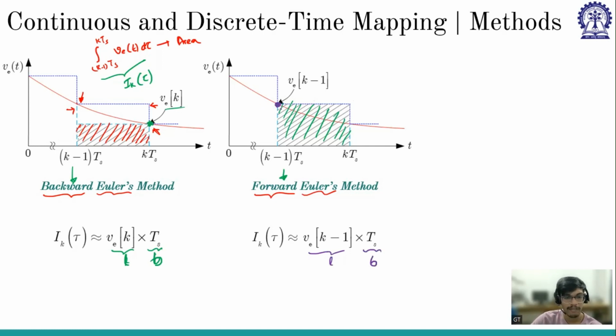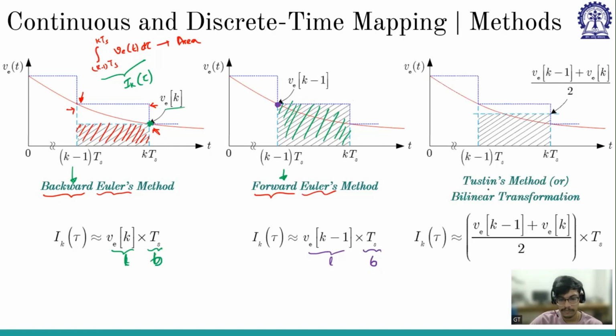Another possibility is the average of both of them. That is what Tustin's method or the bilinear transformation method is called. So we are neither taking one sample nor the other. Instead, we are taking the average of these. The average is the summation of this sample plus this sample by 2, and the area is that magnitude into time period TS. So here this is the length and this is the breadth. So these are the three possibilities of considering the area for this Ik of tau.